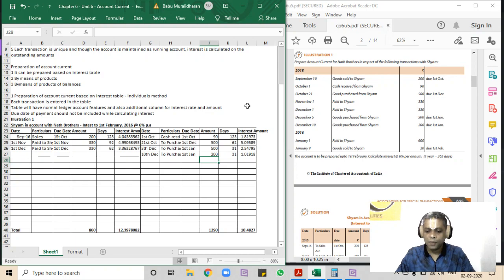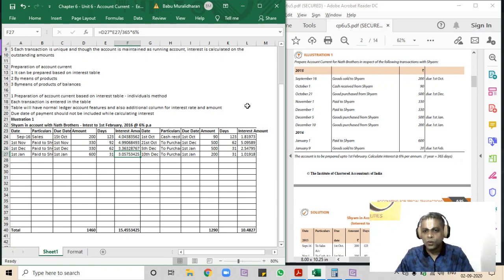Then we have a payment of 600 rupees paid to Shyam on 1st January. Number of days is 31 days. Interest is 3 rupees 5 or 6 paise.